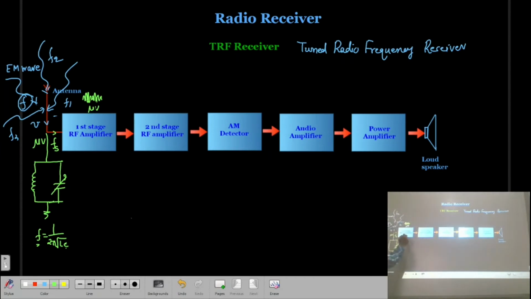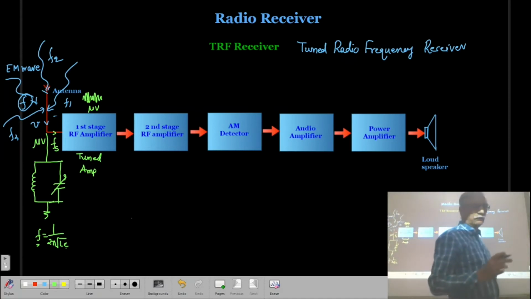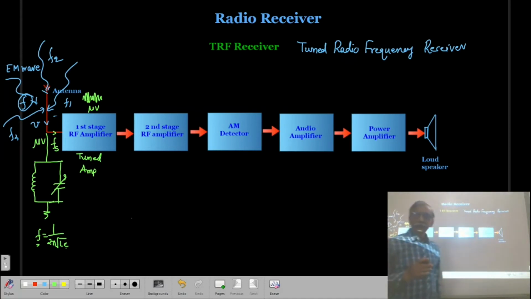Then it is going to be amplified by the first stage of the RF amplifier. RF amplifier means a radio frequency amplifier. It is a kind of tuned amplifier. Remember, an RF amplifier is a tuned amplifier. Tuned amplifier means it amplifies only a single frequency. Whatever the tuning frequency is, that frequency is going to be amplified and the rest of the frequencies are going to be rejected. So that is the function of a tuned amplifier.